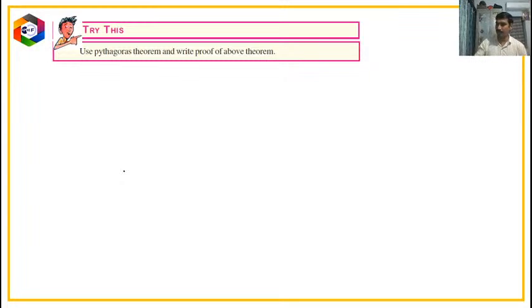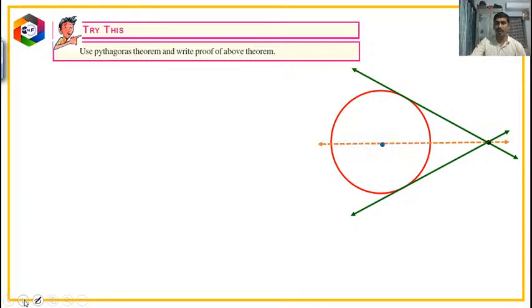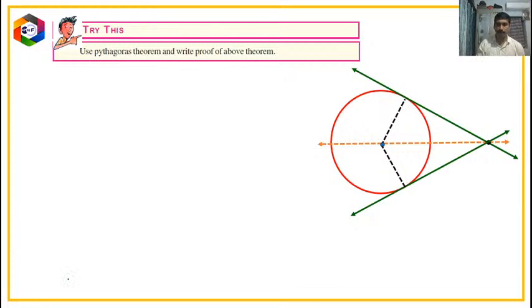Okay, let us try it once. Yes children, let us once again draw the rough sketch, the sketch we have drawn. This is the center of the circle, this is the circle, and this is the external point, and from this point two tangents are drawn. This is the line joining the center to that point, and these two are the radii. Let us name it the same as the previous one. So this is P, this is A, this is B, and this is O.